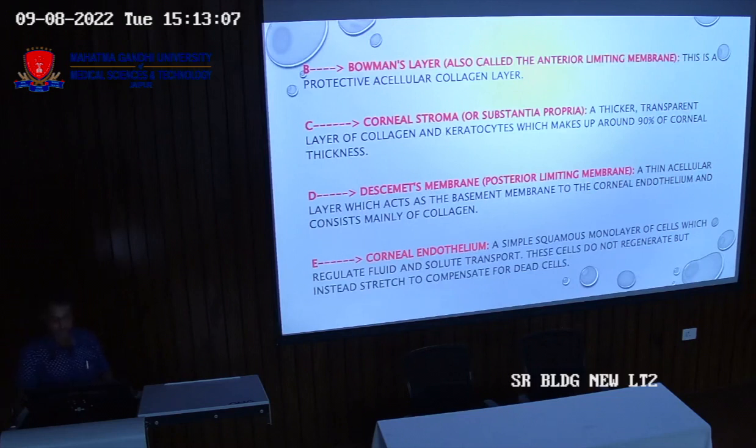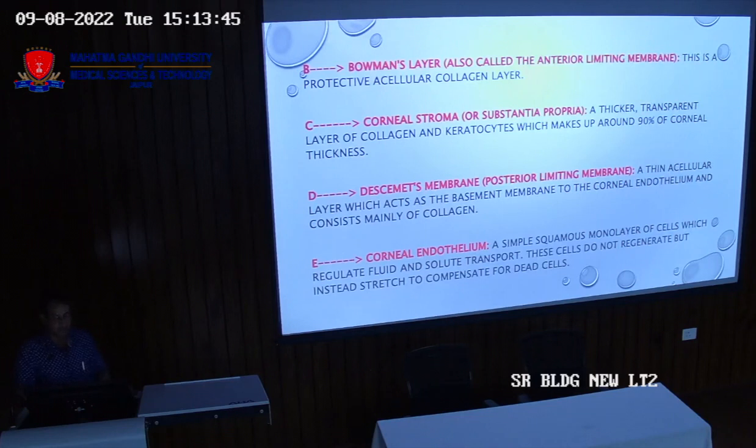Fourth layer is the Descemet membrane or posterior limiting membrane. A thin acellular layer which acts as the basement membrane to the corneal endothelium and consists mainly of collagen. Nowadays there are 6 layers also, with the pre-Descemet layer between the Descemet and stroma. And the innermost layer is the corneal endothelium, a simple squamous monolayer of cells which regulate fluid and solute transport. These cells do not regenerate but instead stretch to compensate for the dead cells.